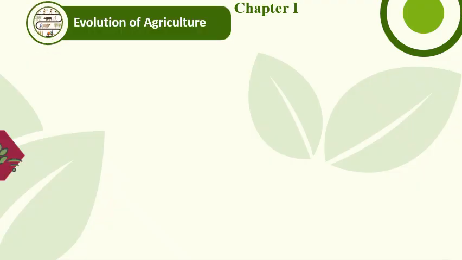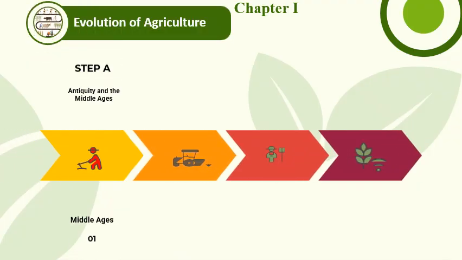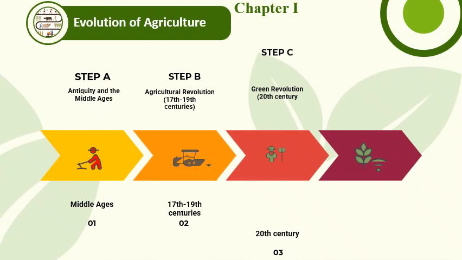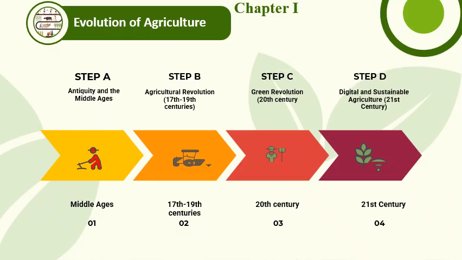Now let's move to the evolution of agriculture. Agriculture has changed significantly over time. It passed through four major stages: antiquity and the Middle Ages, the agricultural revolution, the green revolution, and finally digital and sustainable agriculture in the 21st century. Let's now examine each stage briefly.